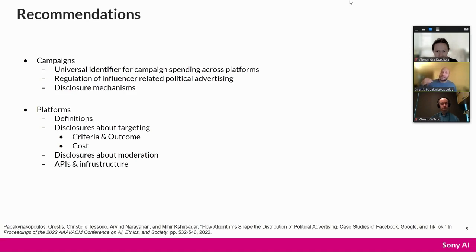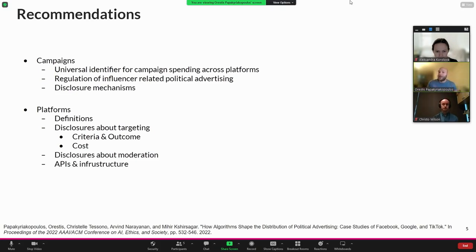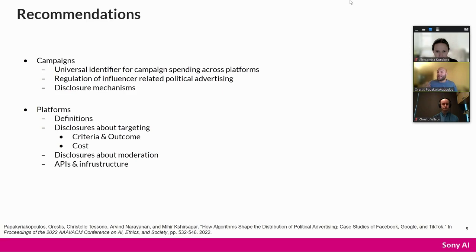And on the platform level, there's still a big issue in terms of definitions. Each platform holds a different definition of what is political and what is not. And that skews a lot which ads can be placed, and that can have an asymmetric impact in many cases. We argue for the need that they disclose the criteria for how an ad is distributed, to disclose the ad parameters that advertisers choose when they place an ad, and also how these ads are distributed, and also how the cost of ads is calculated.